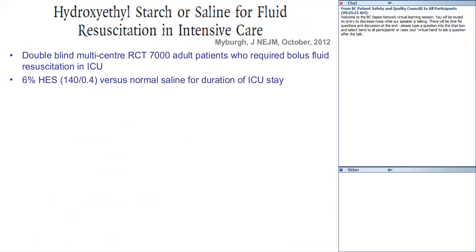In addition, Myburgh and colleagues, our Australian colleagues, conducted another very large randomized controlled trial of starch versus saline, and this one was also published a little bit later last year in the New England Journal of Medicine. And this trial was a double-blind, multi-center randomized study where they randomized 7,000 adult patients who required a fluid bolus in the intensive care unit. So not patients with severe sepsis or septic shock, but patients who were hypovolemic in the ICU. And they were randomized to a 6% HES, and this is again like a Voluven-like product, versus normal saline for the duration of their ICU stay.